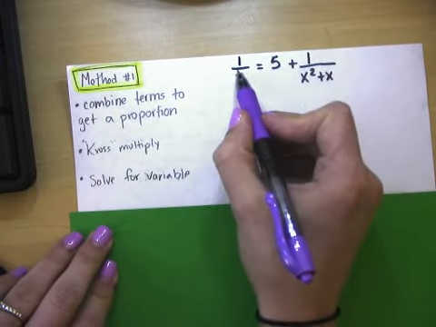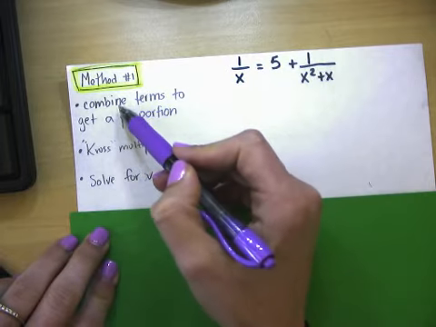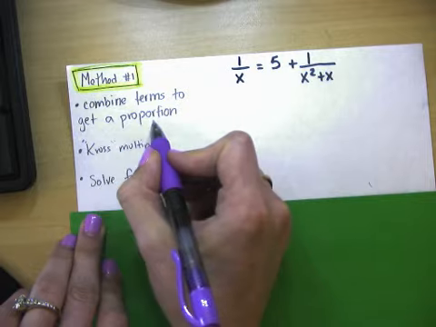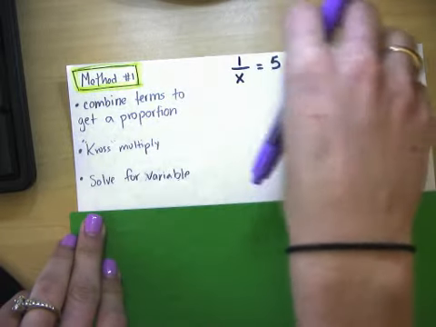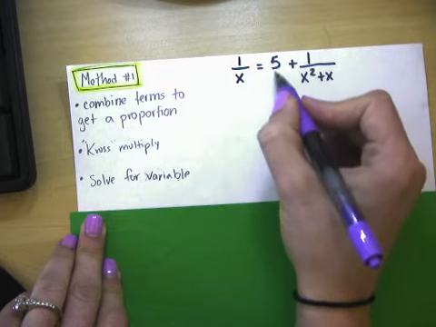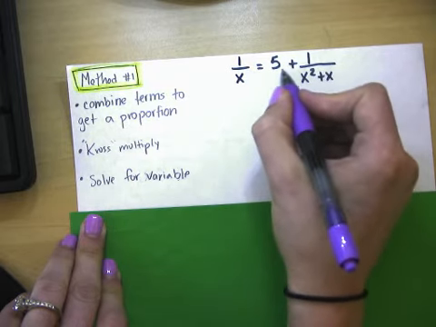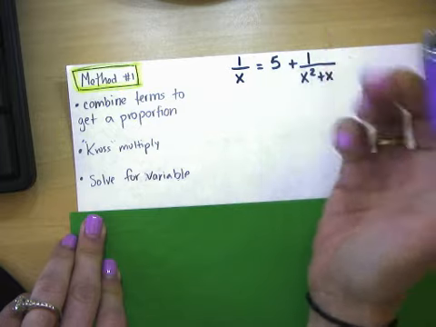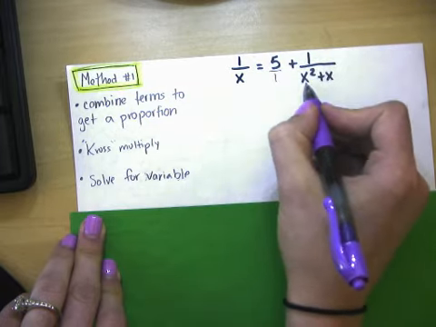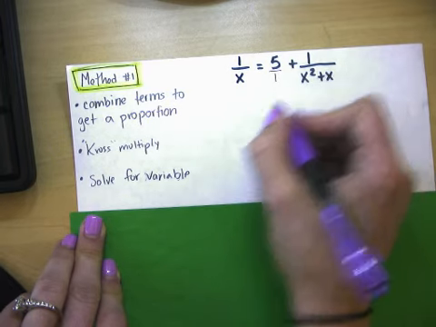So here we have three terms. We have one term on this side and two on this side. With method number one, the first thing you can do is combine all the terms to get a proportion. A proportion is when you just have one term on both sides. Since I have one term on this side, I want to get this expression into one term. Because these two terms are being added, and they're technically fractions, we have to have a common denominator. Looking at this, the denominator is 1, so I see that my common denominator would be x squared plus x.